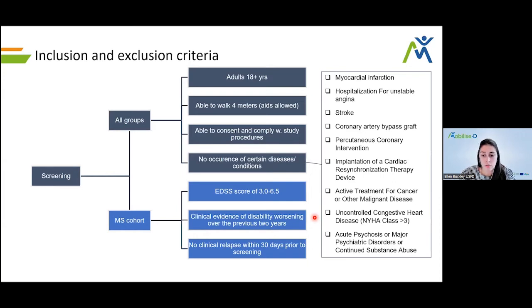So it sort of enriches for those patients that we will hopefully get some useful data from.